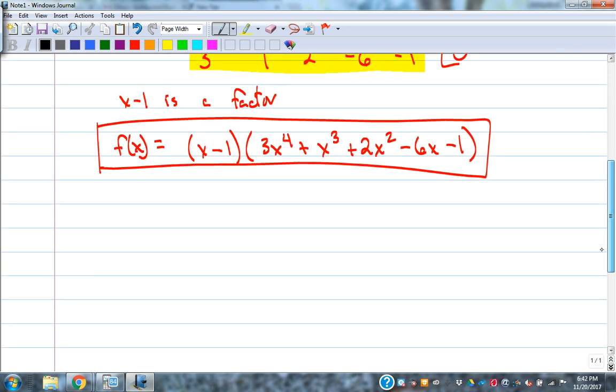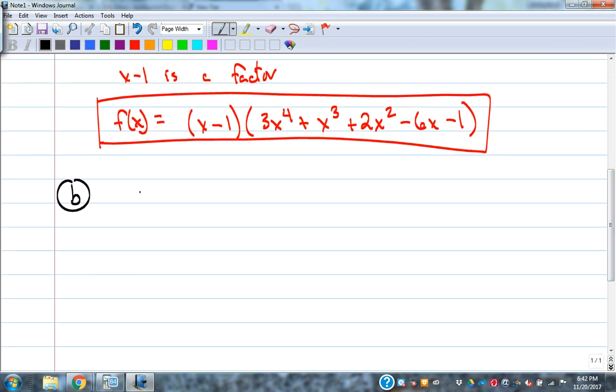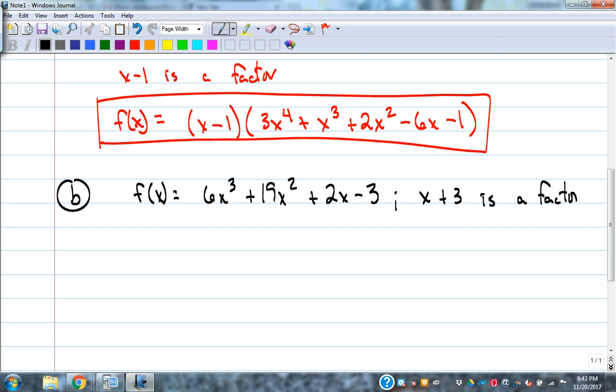Let's look at example B here. Let's say we had f of x, 6x cubed, plus 19x squared, plus 2x minus 3. And they tell us that x plus 3 is a factor, and they say factor f of x completely. Okay. That's our instructions. And they give us a factor.